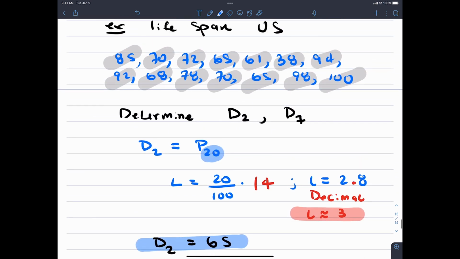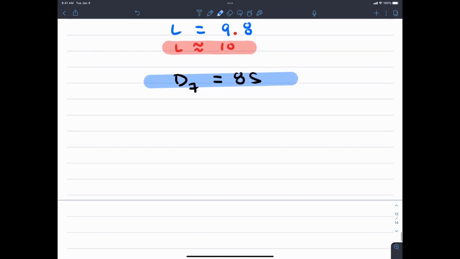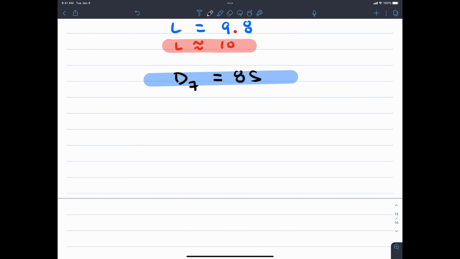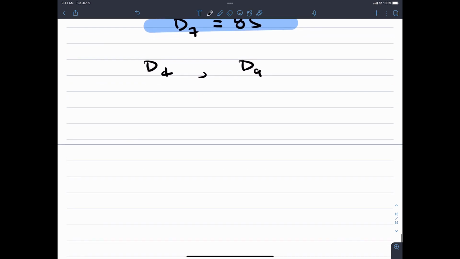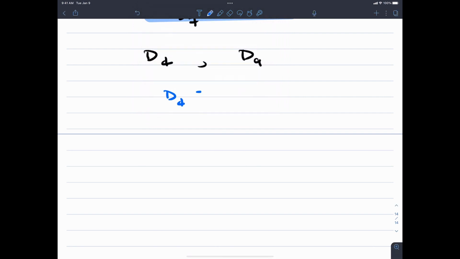What do you guys think? Easy peasy, lemon squeezy? Should we give you another one? Should we do D4 and D9? Let's do D4 and D9. Okay. We need the definition of D4. What's the definition of D4? It's the 40th percentile. So my locator will be 40 over 100. What's the sample size? 14. Okay.